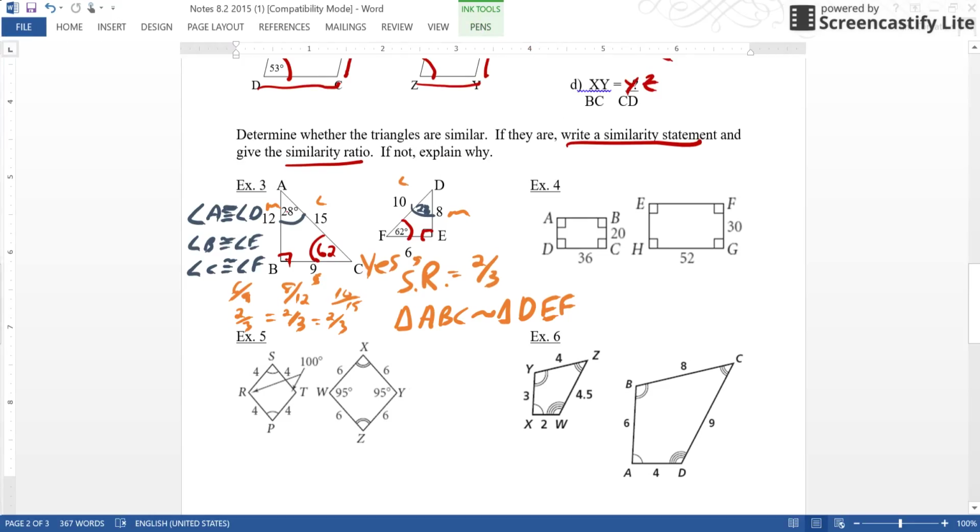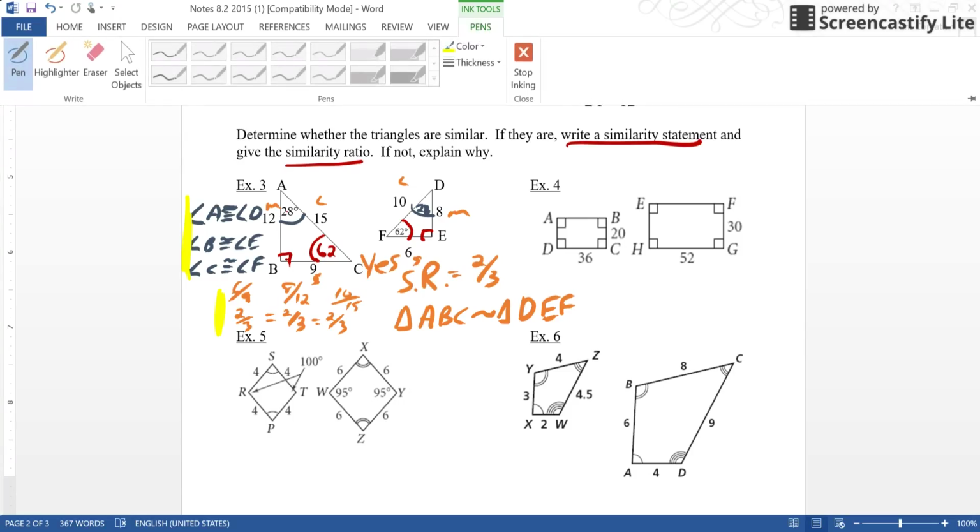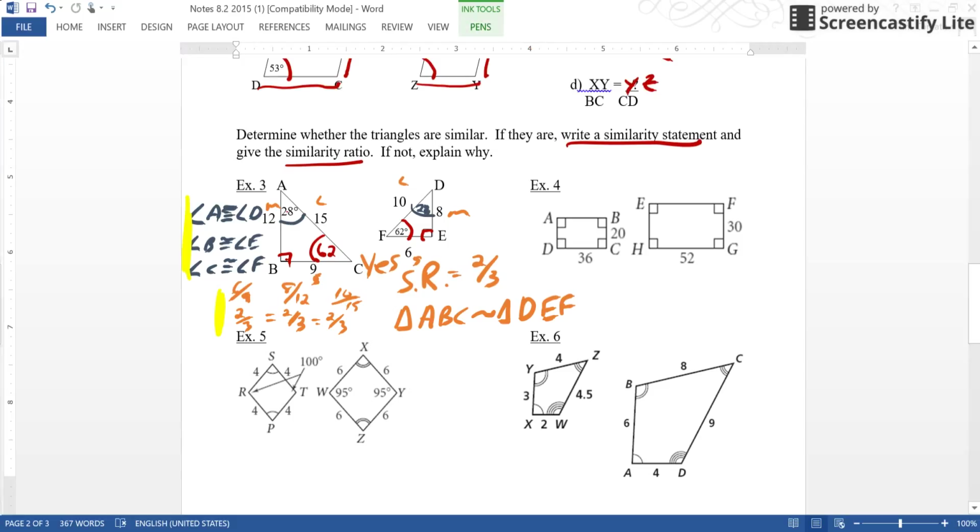Okay? So we need a couple things to prove that they're similar. We're looking at the angles over here. Then we're looking at the similarity ratio. So if the similarity ratio is all the same and the angles are all congruent, then these triangles are similar. Okay? So let's take a look at another one.